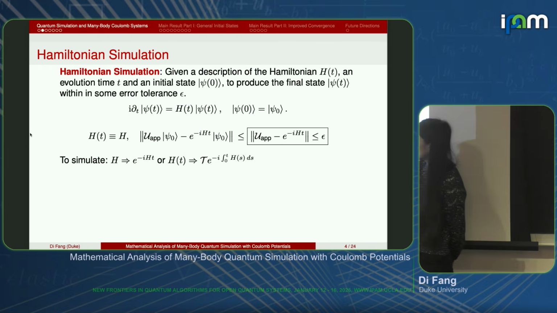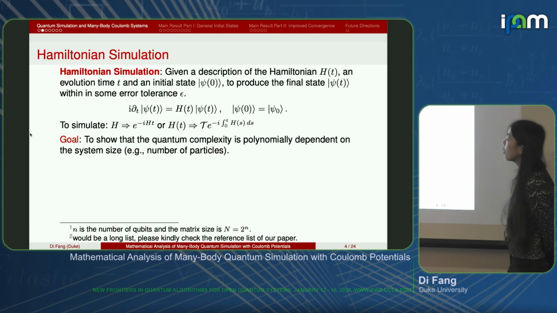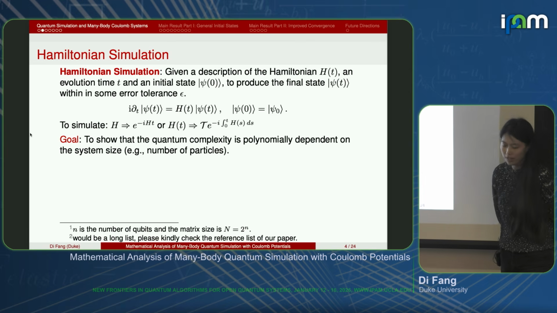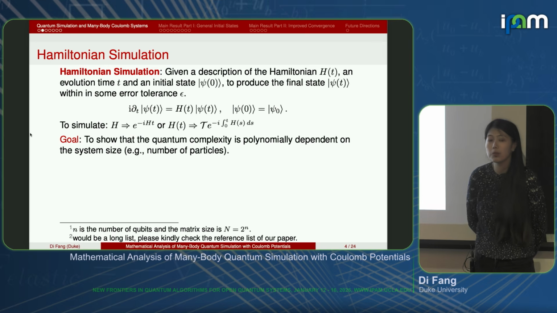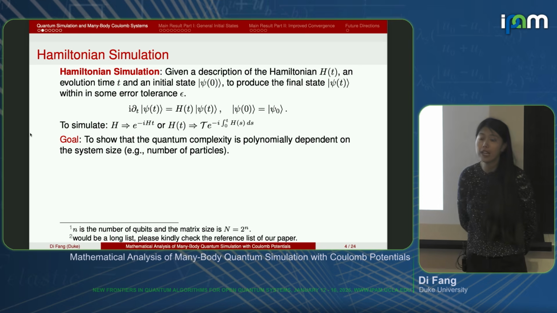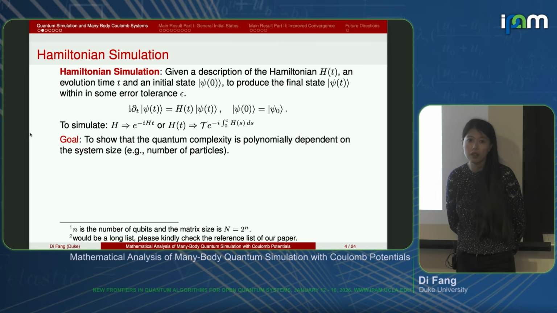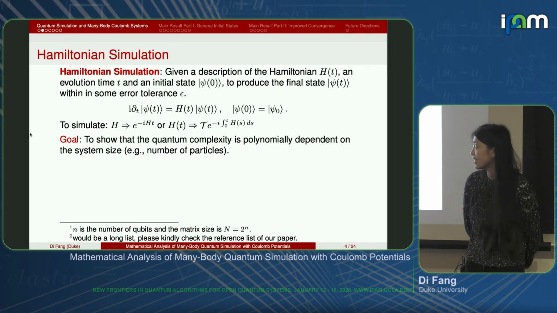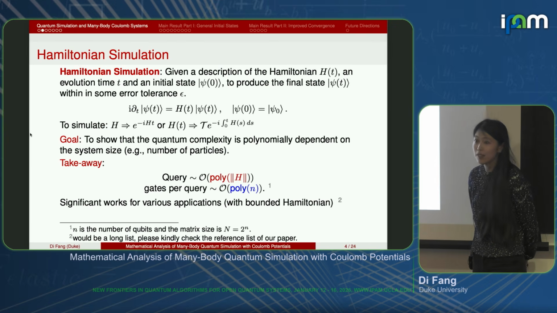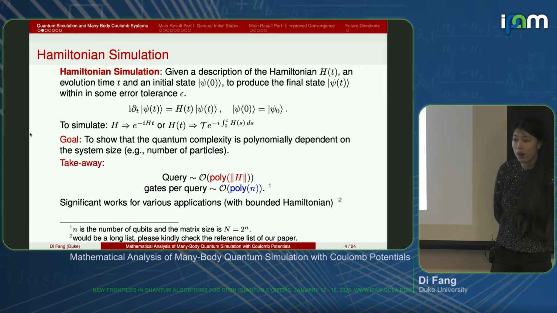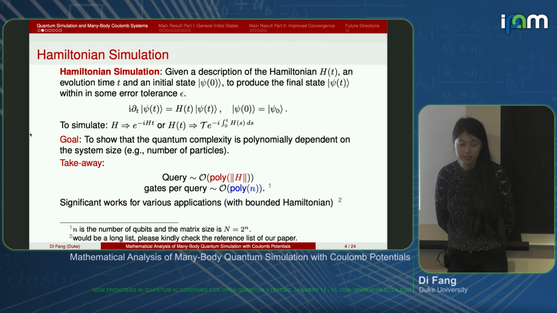So sorry, similar for time-dependent. Of course, there are various goals, but one of the goals is that we would like to show the cost, say quantumly, is actually polynomial dependent, let's say on the system side or on the spatial dimension or on some other parameters that you have in mind. Certainly, this is a very celebrated algorithm problem dated back to the original motivation why we want to build a quantum computer.